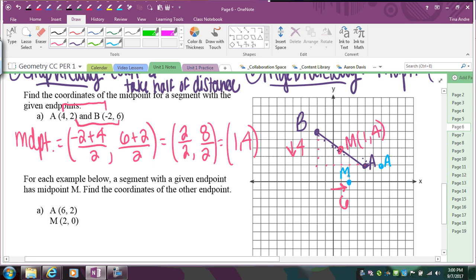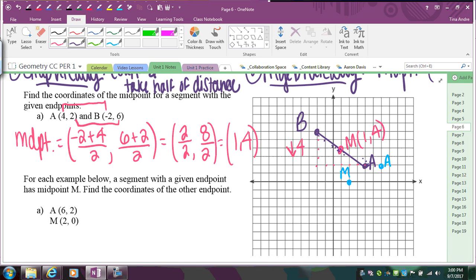So I'm going to get rid of this over 6 here because it's kind of in the way. So here is my segment where M is the middle. I'm trying to find B. Where does B go? Where does the other endpoint go? So we know it's going to be somewhere over here because we have to make it so that this distance is the same as this distance right here in order for M to be the midpoint.